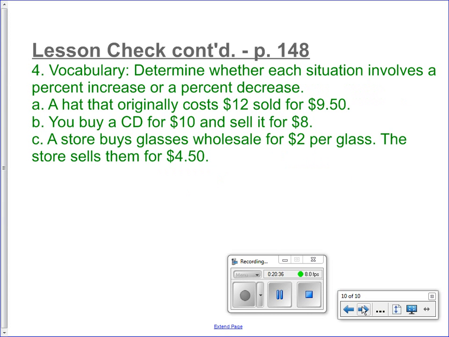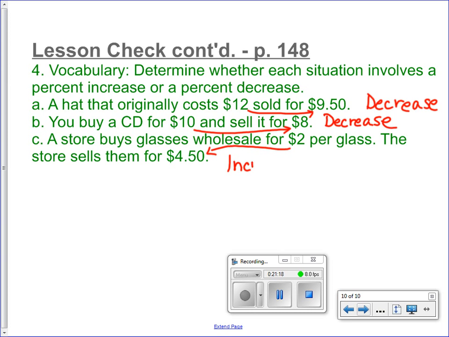Number 4, determine whether each situation involves a percent of increase or a percent decrease. A, a hat that originally cost $12 sold for $9. We are going down here, so this would be a decrease. Part B, you buy a CD for $10 and sell it for $8. That would also be a decrease. C, a store buys glasses wholesale for $2 per glass. The store sells them for $4.50 per glass. So since it is increasing, this would be an increase.